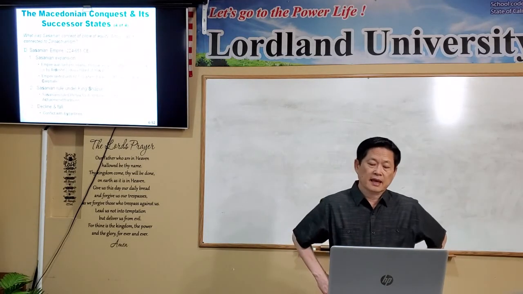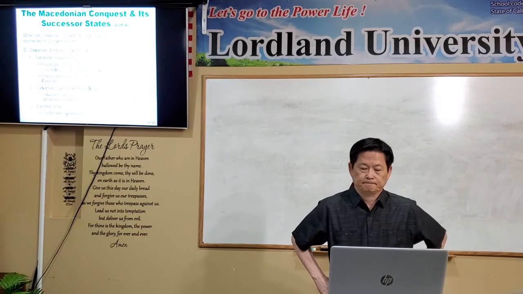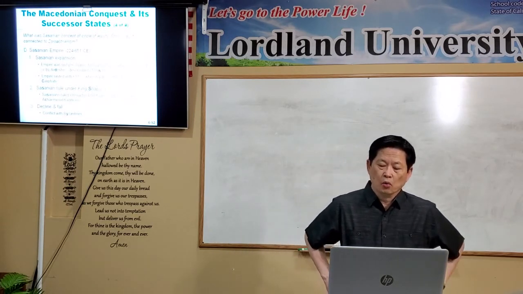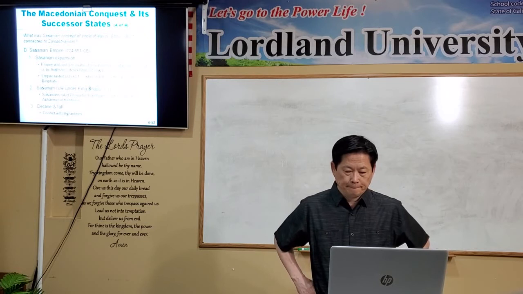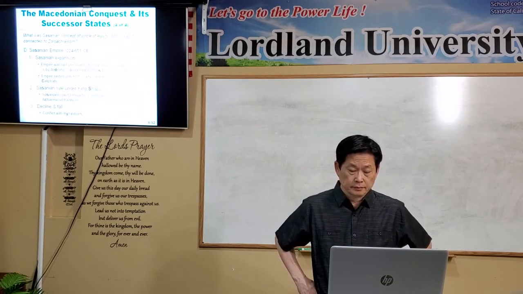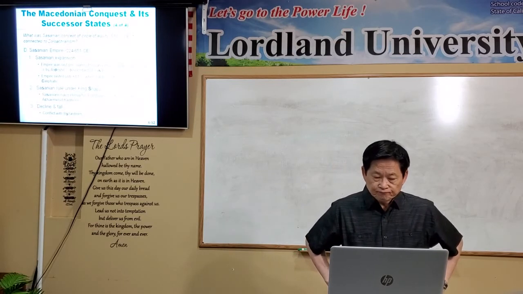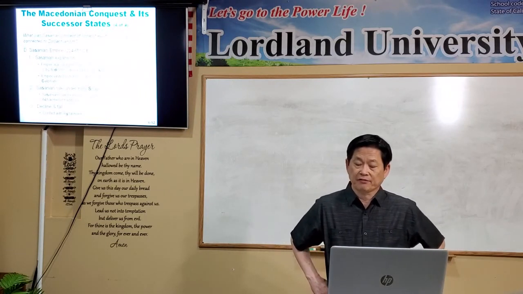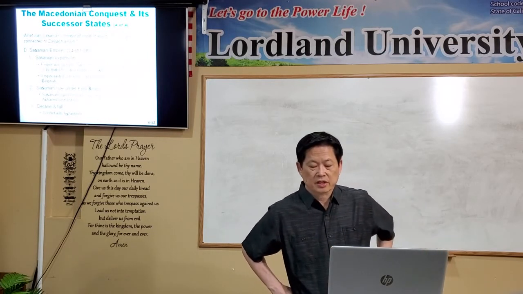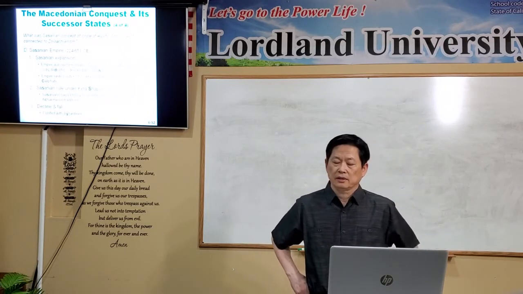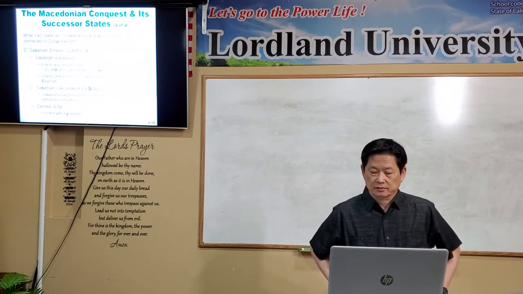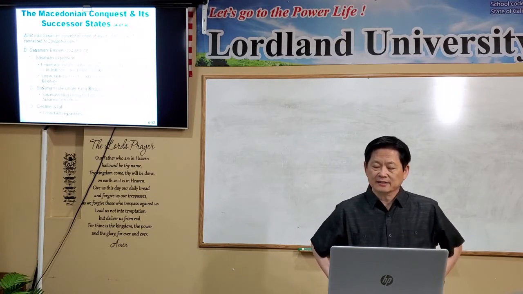The Sasanian Persian Empire lasted from 224 to 651 Common Era. The Sasanian Empire was the last pre-Islamic Persian Empire. The Sasanian Empire was established in 224 Common Era by Ardashir I. Ardashir I was a descendant of Sasan.